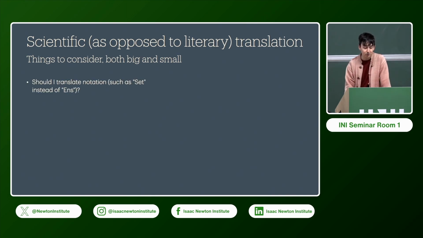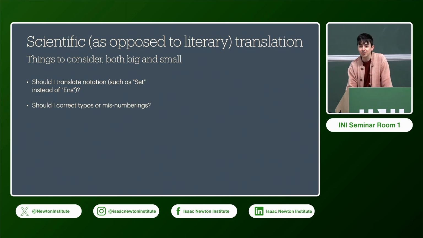So one which I've come across a lot is when you have notation which is specific to a language. In French they use ENS to denote the category of sets. We use Set in English because it's set. Do you translate that or not? Yes, so that readers can understand. But no, so that readers can actually find the sentence you're talking about and read a theorem out of context and know that ENS is equal to Set.